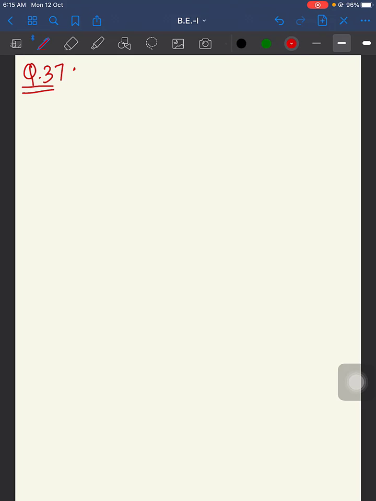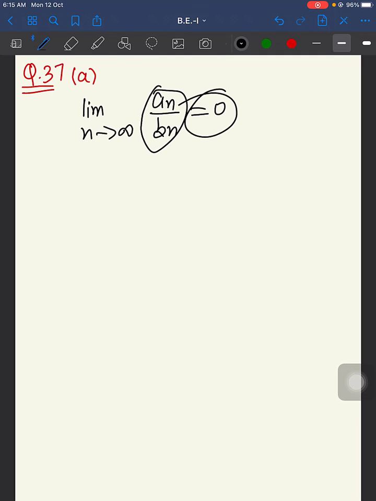Question number 37, A part. It says that you need to write the proof of all those remaining parts of the limit comparison test. So let's write the proof of them. So the remaining proofs were, if limit n tends to infinity an upon bn is 0, then we need to prove that if summation bn is convergent, then summation an is convergent, right? So let us try to use this thing. So this is a sequence which is converging to 0, right?